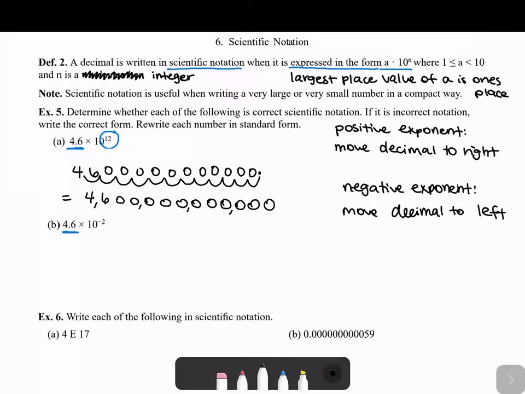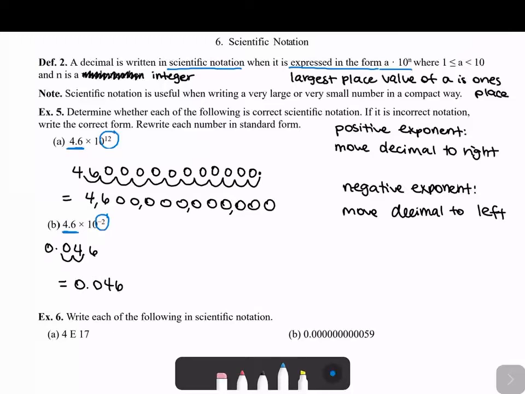Okay. And now in B, we have this negative exponent. So that means we're just going to move the decimal to the left, and we're going to move it twice. So we're looking at 4.612, and all we do is put our new decimal place. So this is 0.046, which is 46 thousandths. And that's all you do.